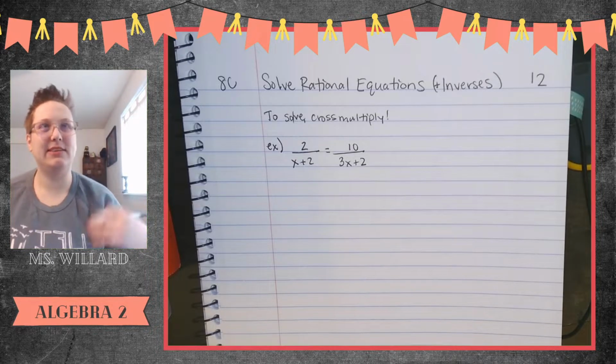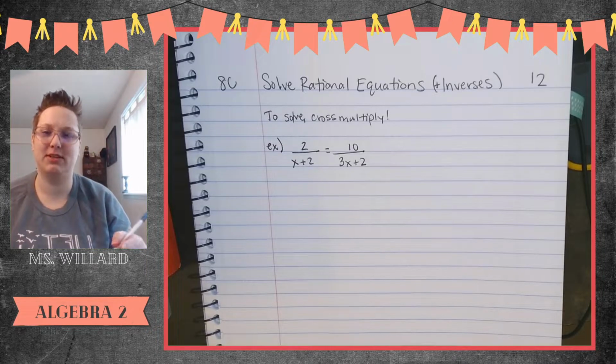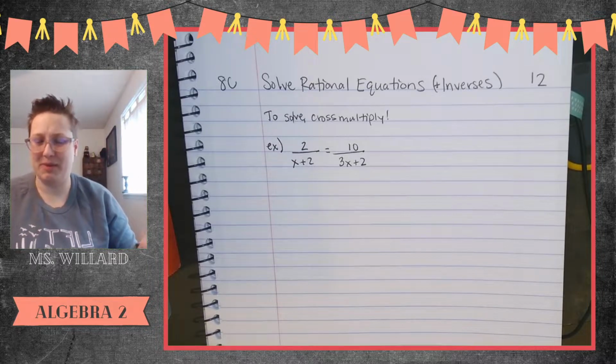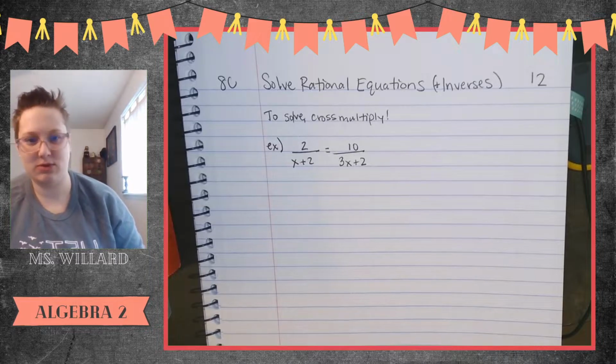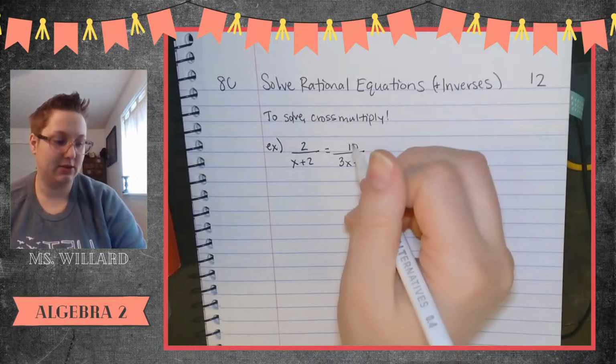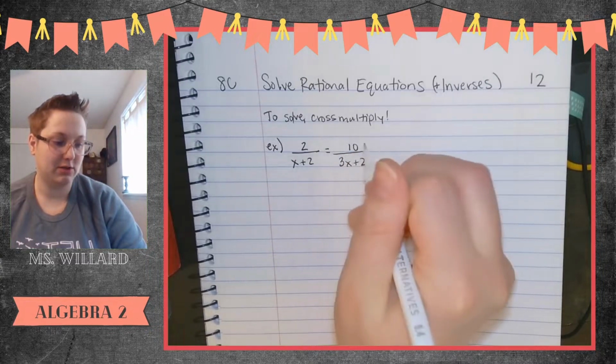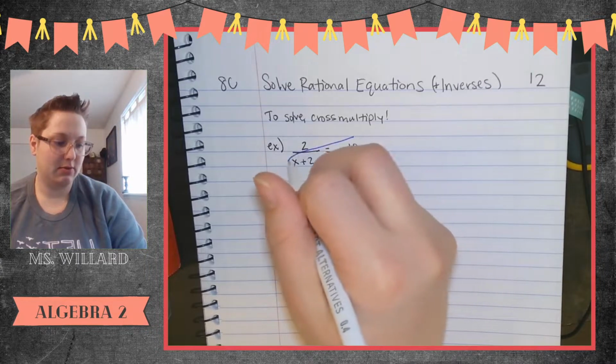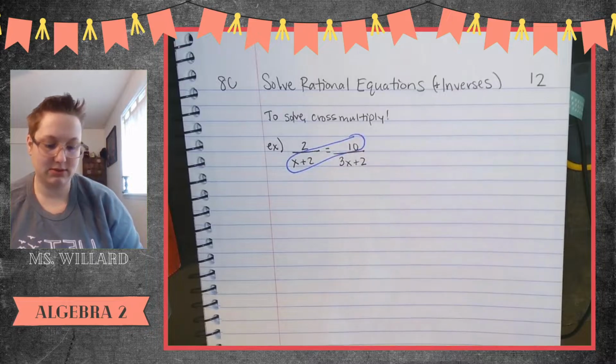We're not going to technically divide. We're going to cross multiply, FOIL, and then solve. But that doesn't sound as cool. So to cross multiply, we're going to multiply across from the equal sign. So we're going to do x plus 2 times 10.